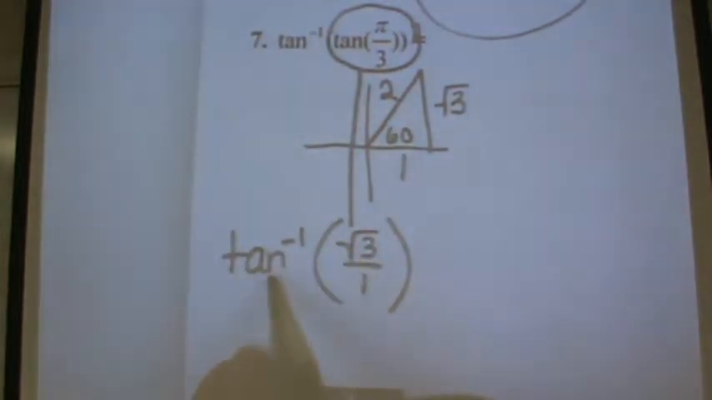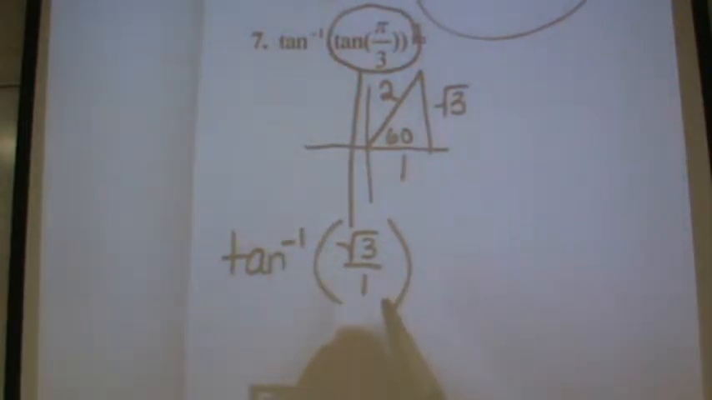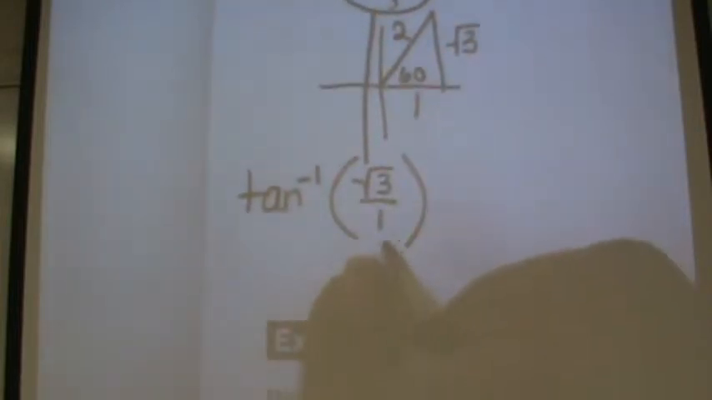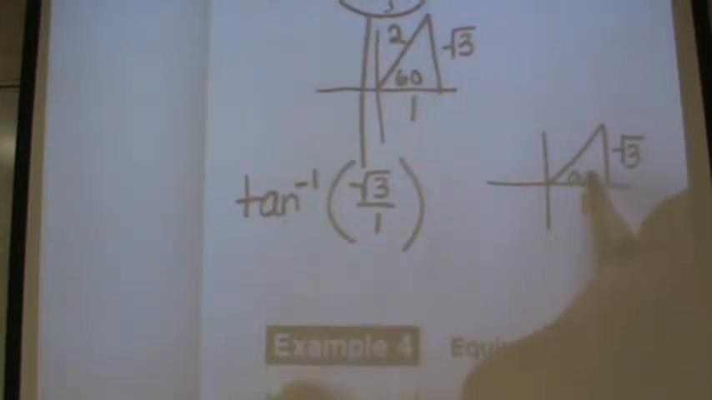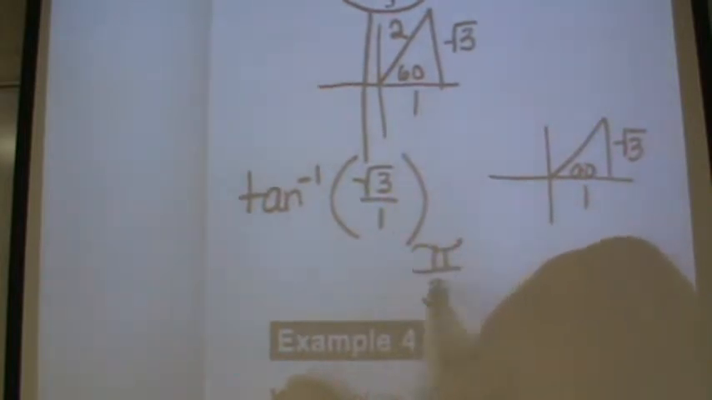Now this is asking you, what is the angle whose opposite over adjacent is root 3 over 1? So now I'm in quadrant 1. I want to know what angle am I, and it's a 60-degree angle. So it's pi over 3.